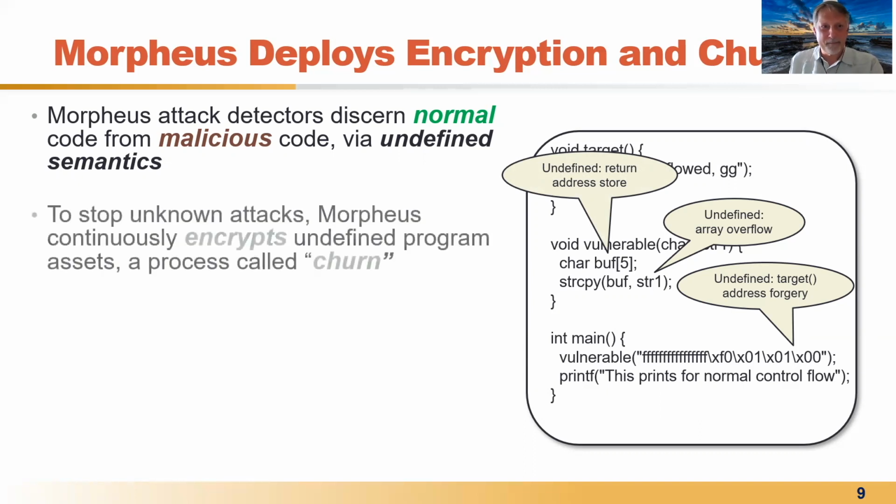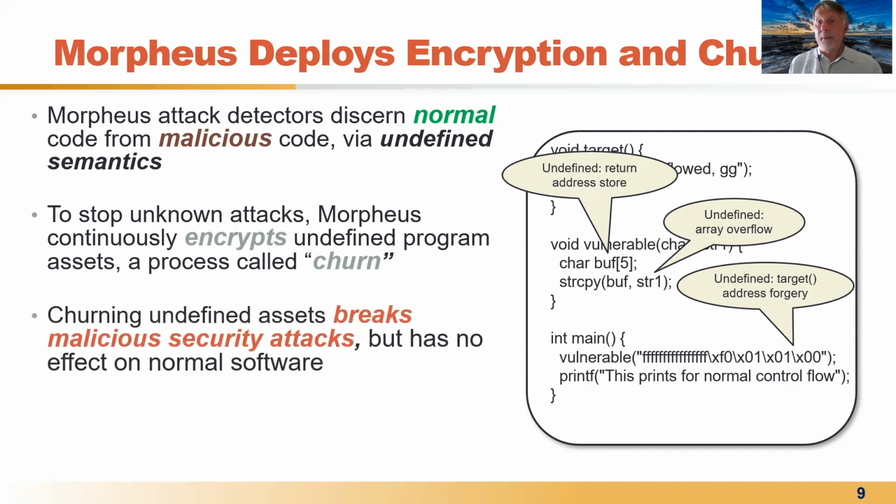So to stop these attacks, even unknown attacks, Morpheus uses encryption to randomize all of the undefined semantics. And it re-randomizes these assets with a process called churn, by rekeying the encryption that is used to define the representation of pointers and the representation of code.